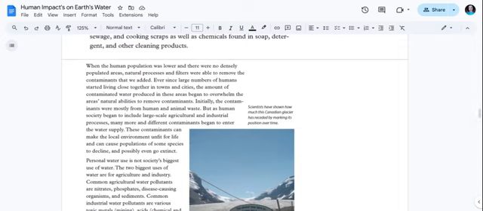When the human population was lower and there were no densely populated areas, natural processes and filters were able to remove the contaminants that we added.